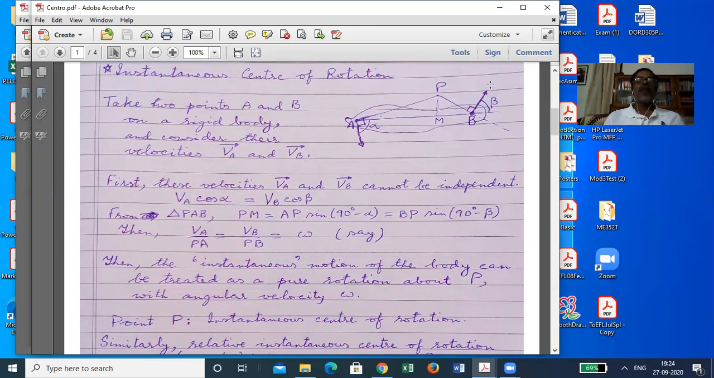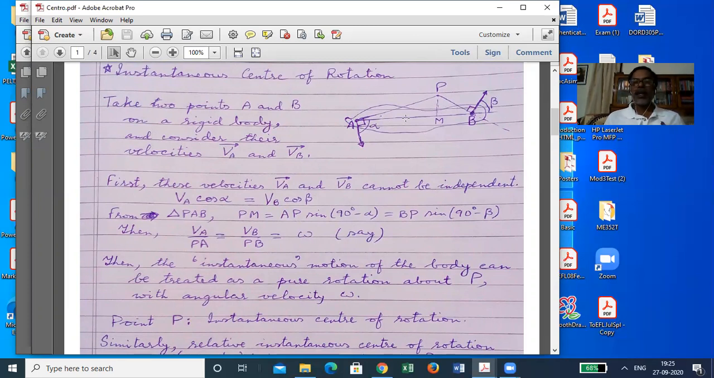First of all, these two have to be consistent, because here we are specifying the velocities of 2 points on a rigid body, which cannot be independent. So these velocities cannot be independent. There is a relationship among them. So the component of VA in the direction AB and the component of VB in the direction AB should be the same.